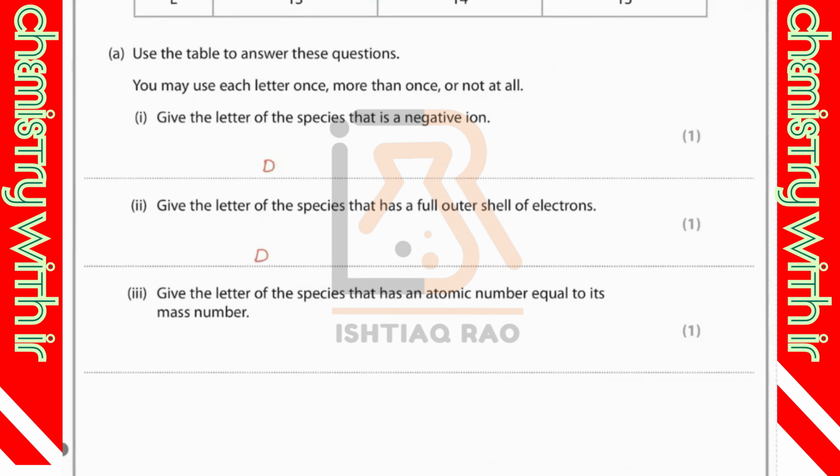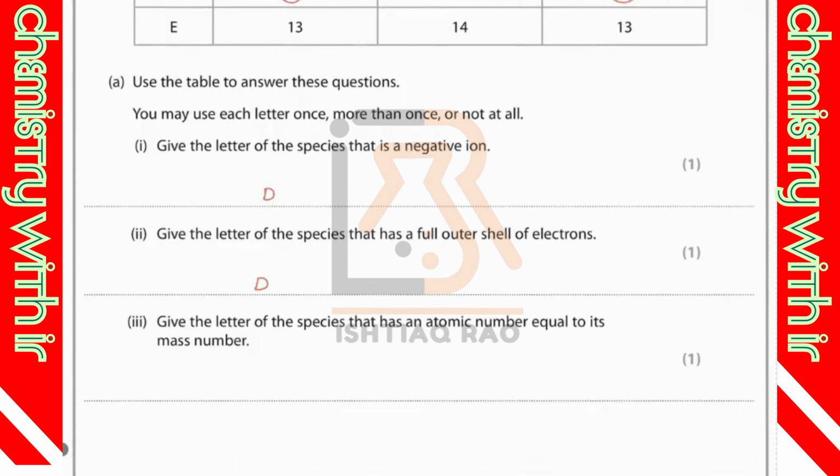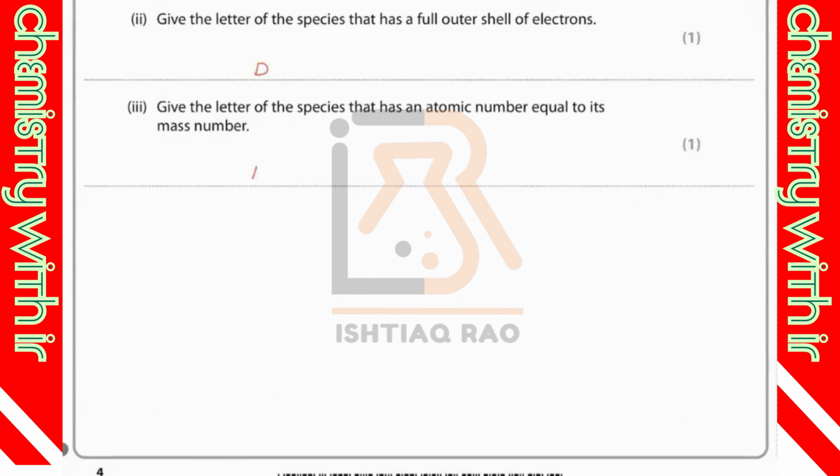Give the letter of the species that has an atomic number equal to its mass number. Mass number is the sum of protons and neutrons. So A. The atomic number is equal to the mass number, because 1, 1.